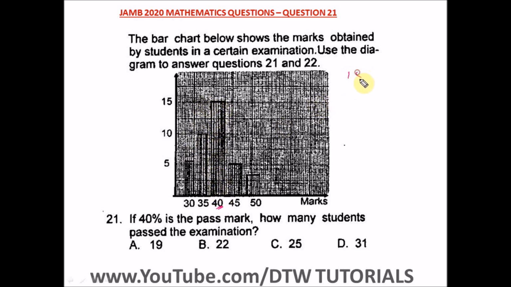So we have 15 plus 45 students who scored 5. This is 5 plus how many students scored 50? If you agree with me, this should be 2. So 2 students scored the 50 mark. Adding all this, we have 22. So 22 students passed this examination. So that is our answer.